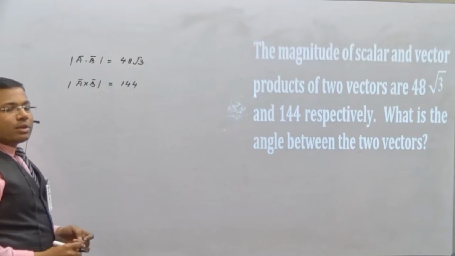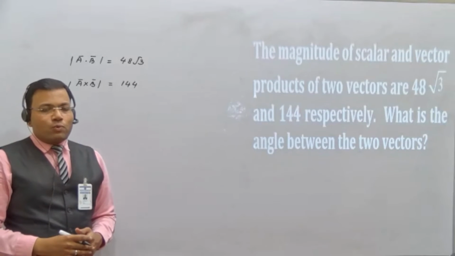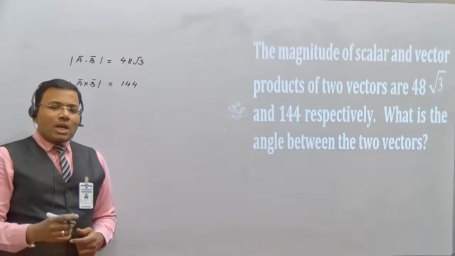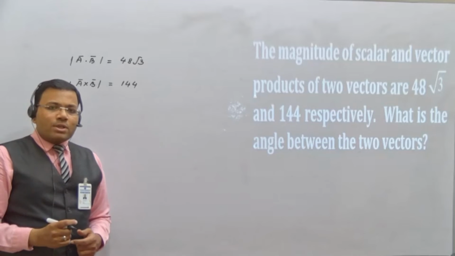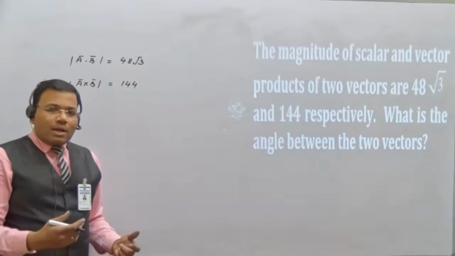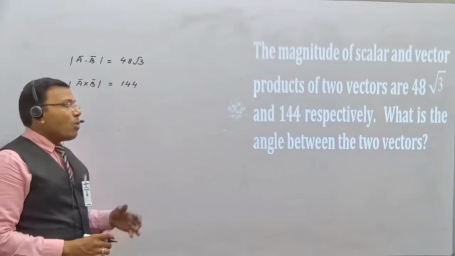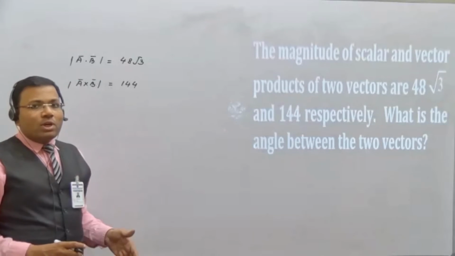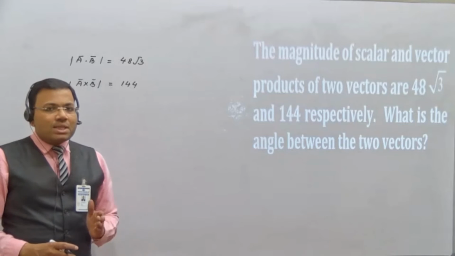So we have to find the angle between the two vectors. So you know, students, the scalar product, that is the dot product, is AB cos theta. And in today's class, we have seen that the magnitude of the vector product is AB sin theta.